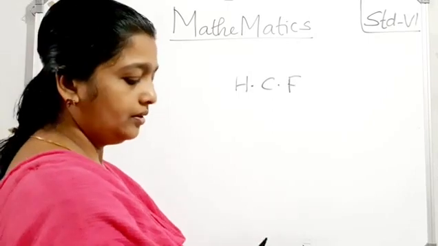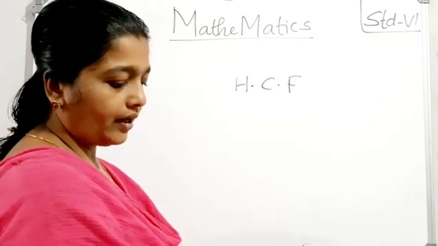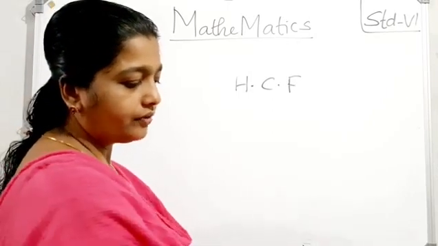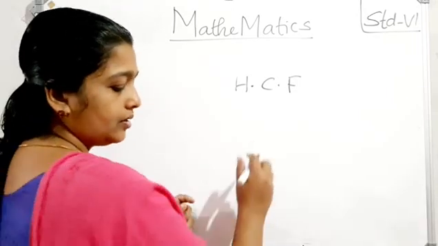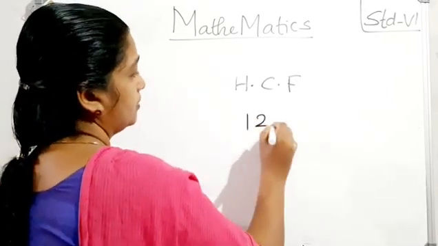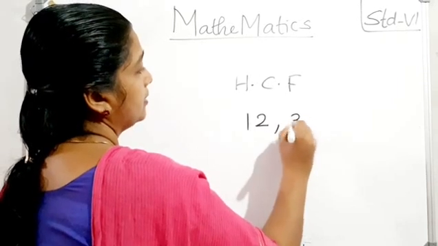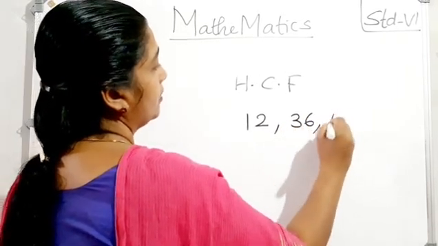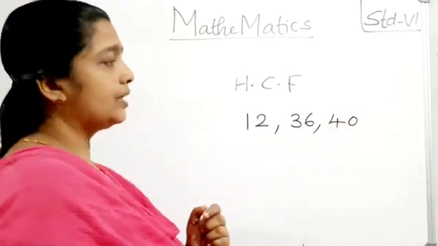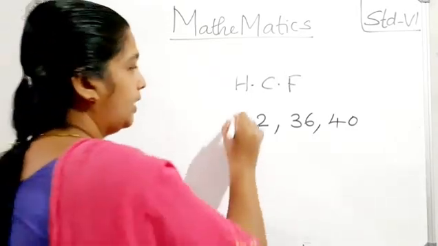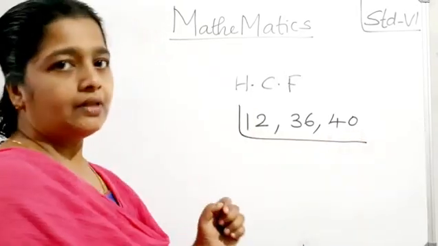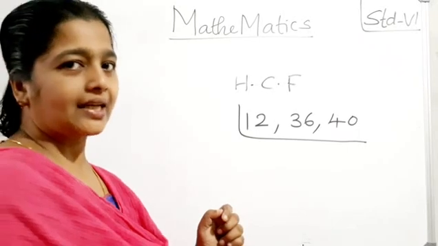So one question. Find the HCF of 12, 36 and 40. So first, say the first step, which is a common factor from these three numbers.